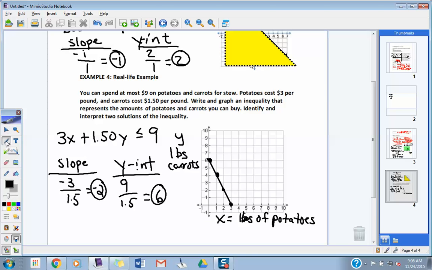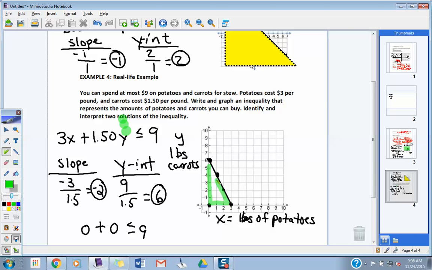Hey, can I plug 0, 0 in here again? Let's plug 0, 0 in. What's 3 times 0 up here? What's 1.5 times 0? Statement true or false? Statement's true, isn't it? So this point 0, 0 makes it a true statement, so am I shading above or below our boundary line within the first quadrant? Gonna shade above it, right? No, we'll shade below it, where 0, 0 is. Okay, so you guys get the idea here.